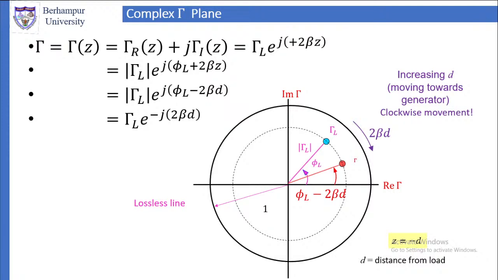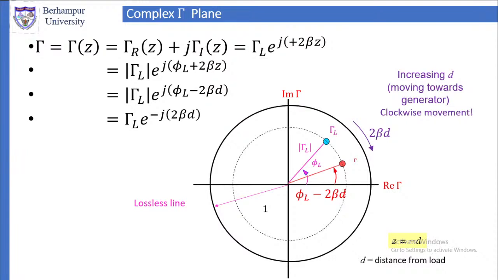The red dot is the gamma point, and the green dot is the gamma L point. First you locate the gamma L point. I hope that is clear. How to locate the gamma L point? First draw a circle whose radius is the absolute value of gamma L and whose center is the center of the complex gamma plane.